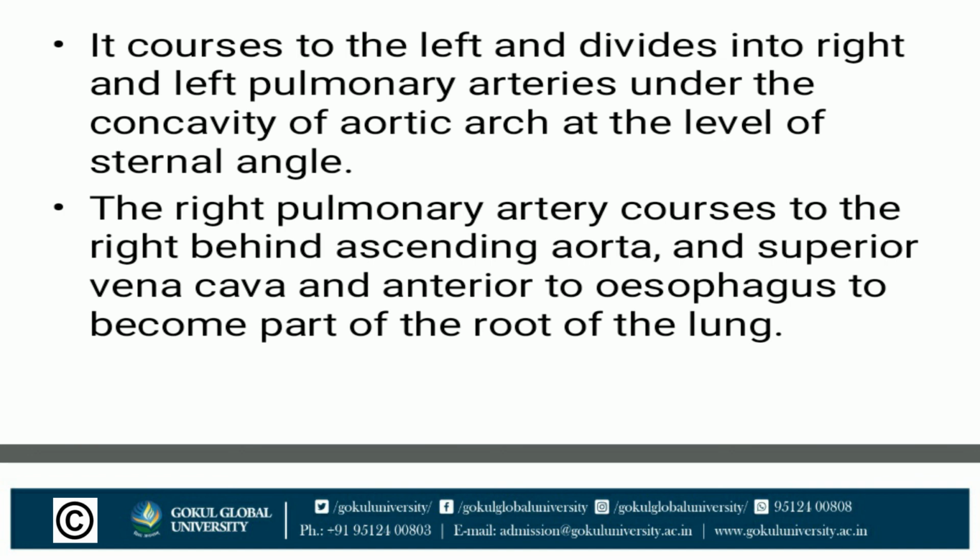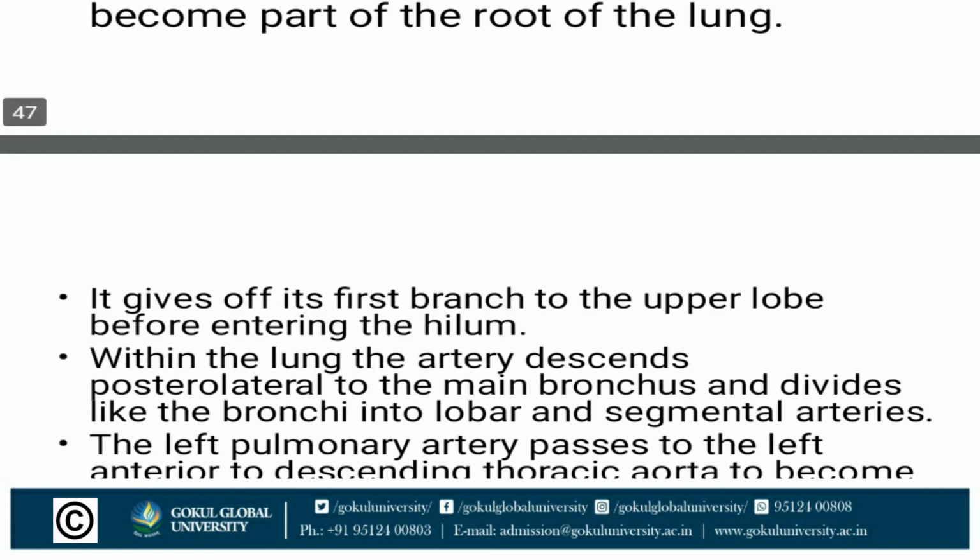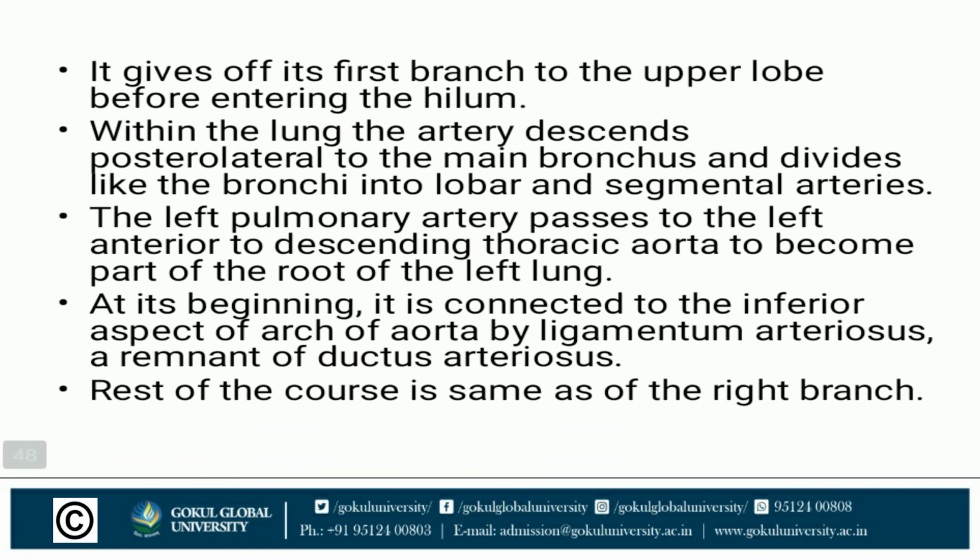The right pulmonary artery courses to the right behind ascending aorta, SVC, anterior to esophagus, to become part of the root of the lung. It gives off its branch to the upper lobe before entering the hilum. Within the lung, the artery descends posterolaterally to the main bronchus and divides like bronchi into lobar and segmental arteries.